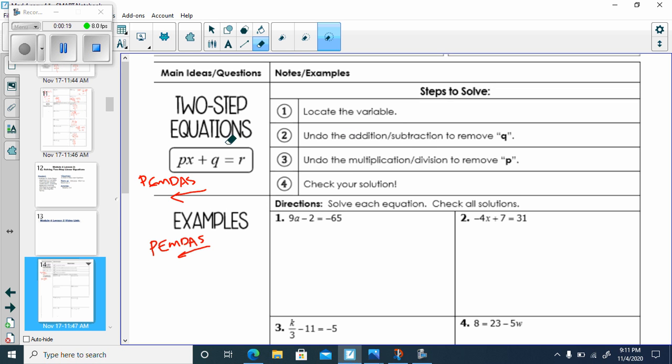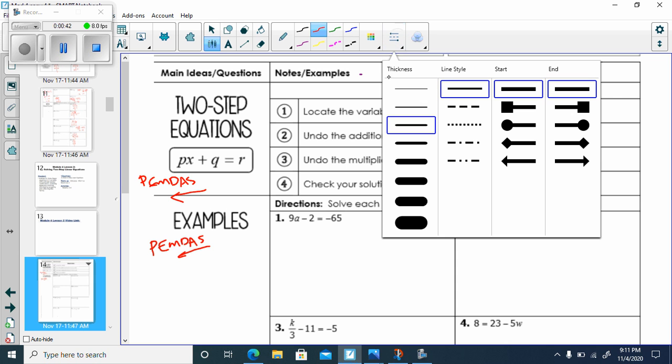Let's start here. If I'm doing a two-step linear equation and I'm trying to solve for the variable, okay, first you find your variable, and then you're going to do whatever you need to do to solve for the variable. You're going to want the variable on one side of the equation. You're going to want the numbers on the other side of the equation. Okay? So let's look at this one right here.